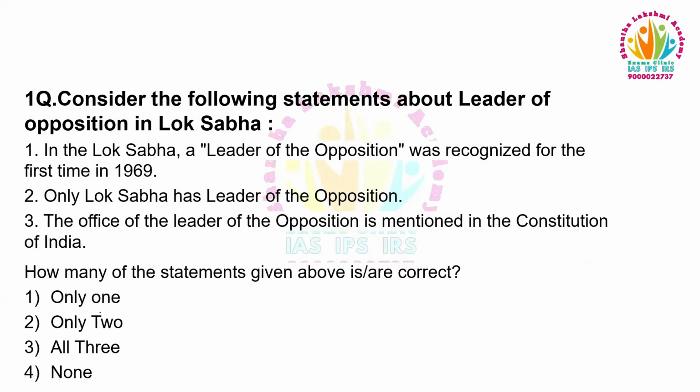So the answer is only one is correct, because both Rajya Sabha and Lok Sabha have the leader of the opposition, not only Lok Sabha. And the office of the leader of the opposition is not mentioned in the Constitution of India. Moving to the next question.